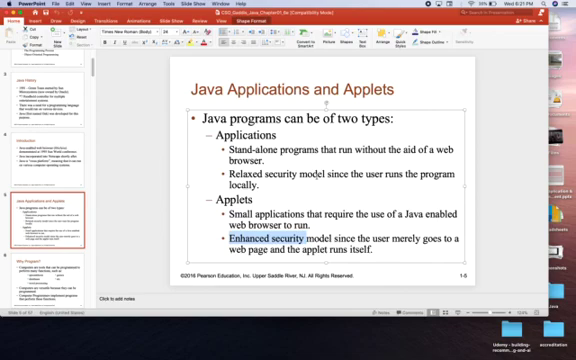So the basic distinction between the applet and the application is that the applications are literally meant for desktop application development, and the applets are meant for you to create applications that will run on the internet.